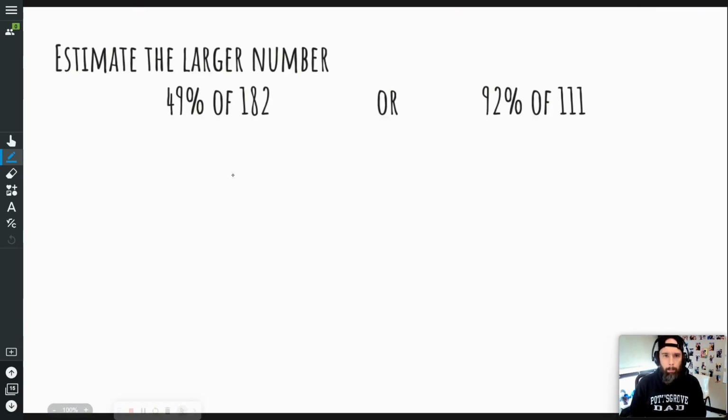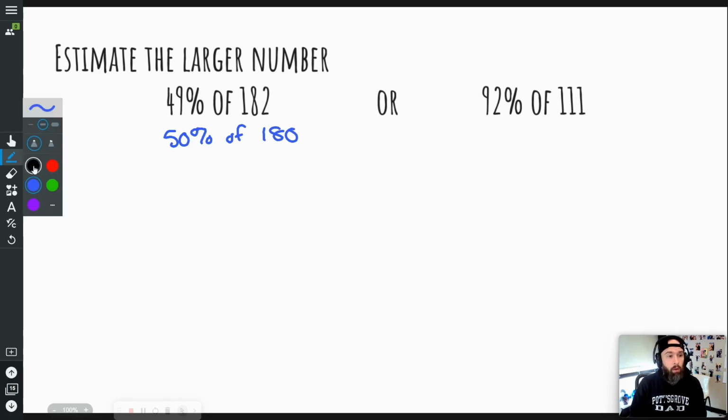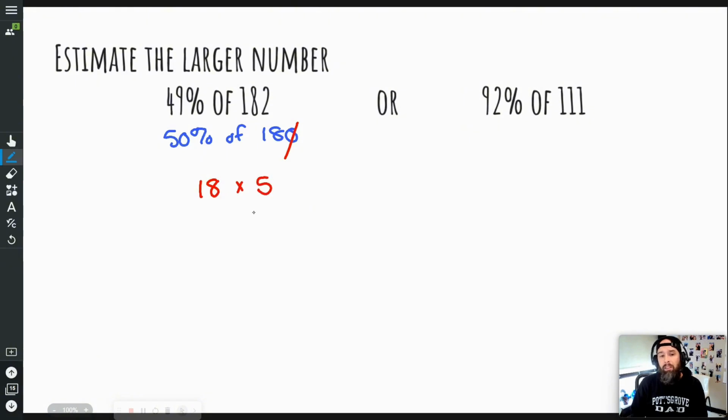Estimate the larger number. So you have 49% of 182, and you have 92% of 111. All right. Well, let's do 50% of 180. Now, 10% of 180 has me hacking off the 0, and now I have 18. I need to multiply that by 5. 18 times 5 is 90. So this one is about 90.